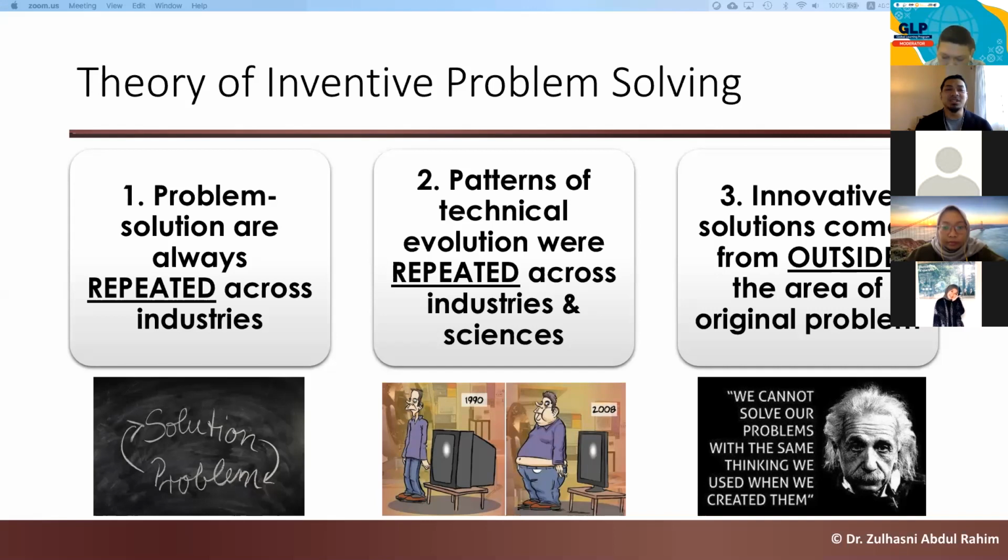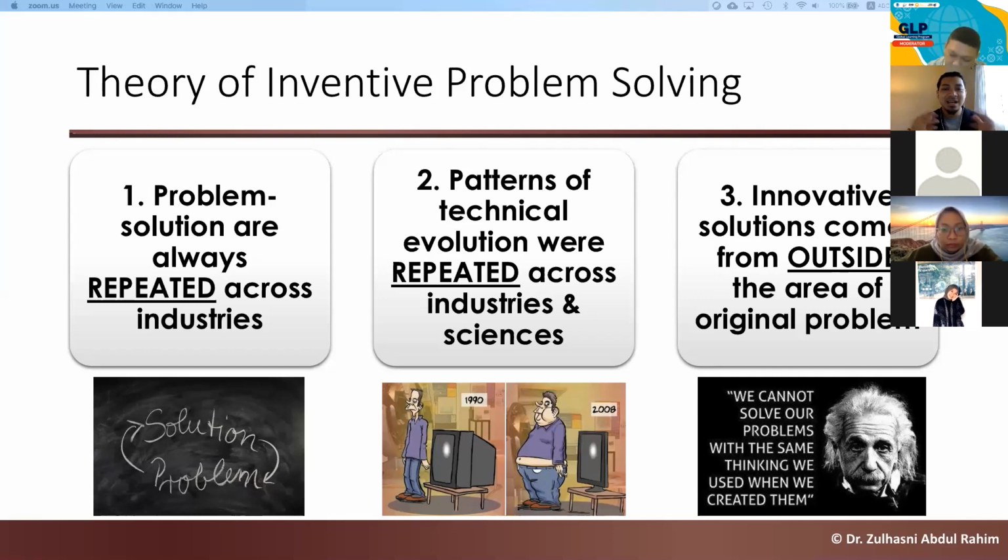And number three, innovation comes from outside the existing or original area of the problem. Meaning that I'm a mechanical engineer by profession, so I've worked with automotive and all the mechanical elements and so on. But I missed out that innovative solutions are coming from chemical, from electronic, from the food industry, which produce solutions that are far cheaper, far better, and far more effective in terms of performance. So this opens up a blind spot.